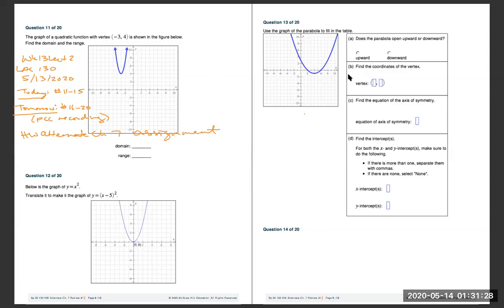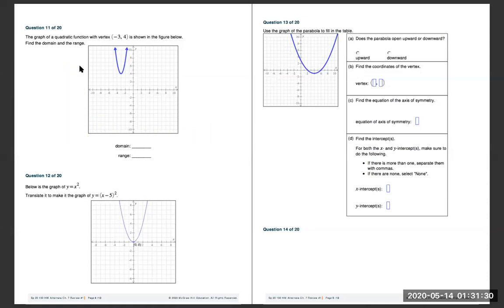So let me clear this out. I'm actually going to start with number 11. So we have a graph of a quadratic function. The vertex is -3, 4. You start at the origin, you move over by 3 and then up by 4. You get to our vertex. So we have this function shown below. We want to find the domain and range.